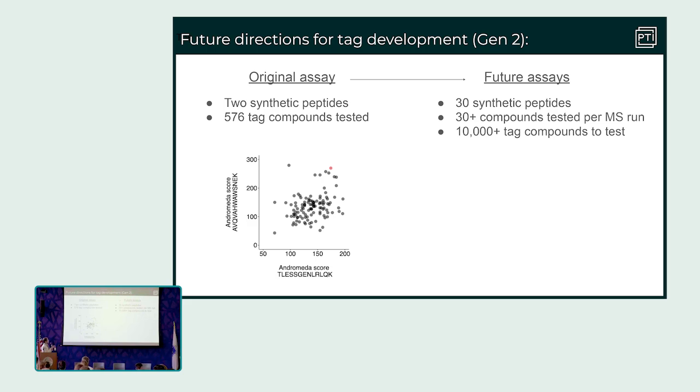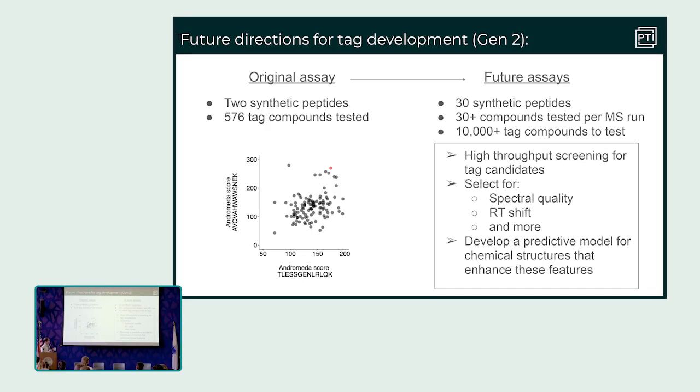So if you recall, our original assay was predicated on 2 synthetic peptides, and we've expanded this to a pool that we now have of 30 custom-made synthetic peptides. And we're developing an assay that will allow us to take these 30 peptides and label them with 30 or more compounds per run. And working with our partners at Creagen, we'll have 10,000 or more tag compounds to test in the near future. But with this high throughput screening approach, this should be very doable within the coming year. Maybe we potentially test even more.